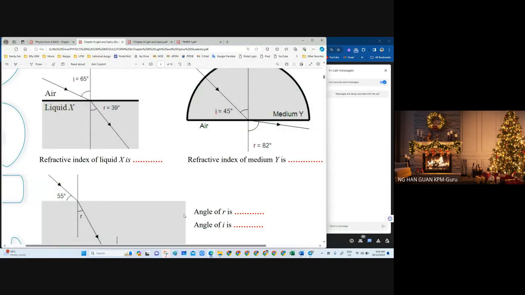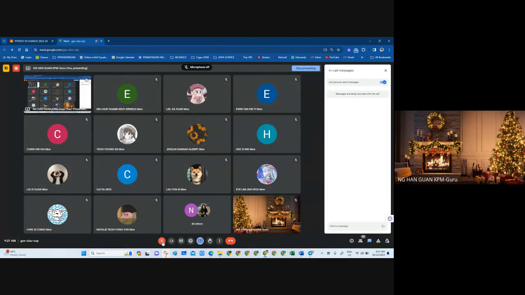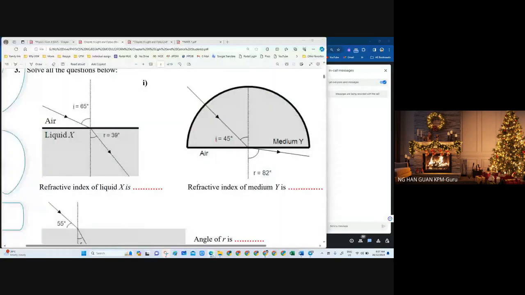Alright, can someone share what the refractive index of the liquid X is? Okay, faster. No one should answer? Then I will just wait here.